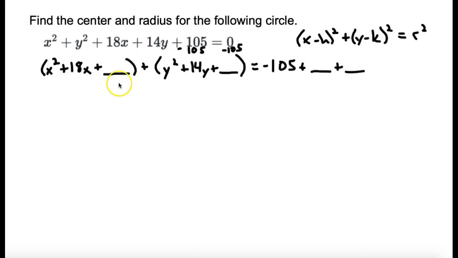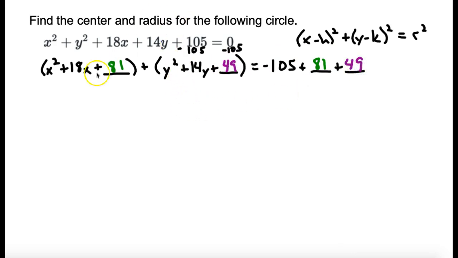If we think about what we just did in the warm-up example, I'm going to take half of my b value and square it. So half of 18 is 9, and 9 squared is 81. If I add that to the left side, I also have to add that to the right side. I'm going to do the same thing here. I'm going to take half of my b term, so half of 14 is 7, and 7 squared is 49. So I'm going to add that to both sides of the equation.